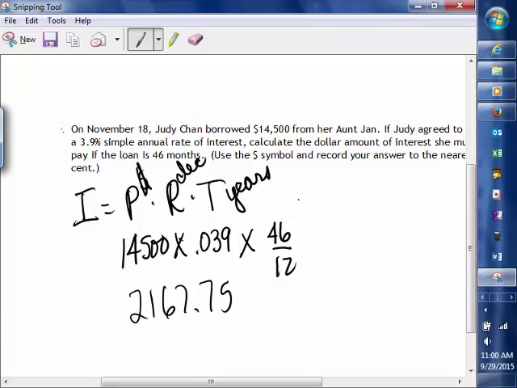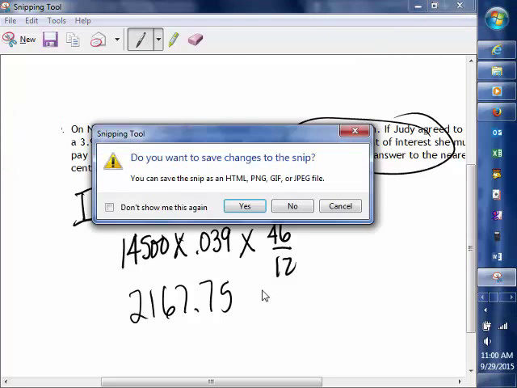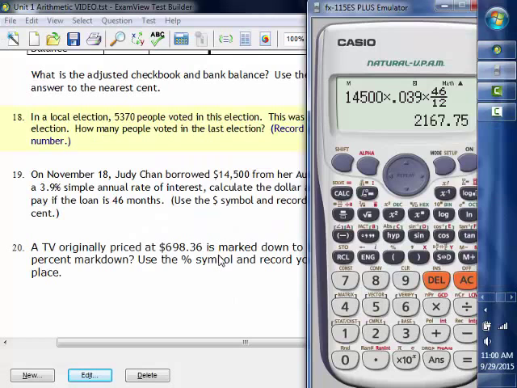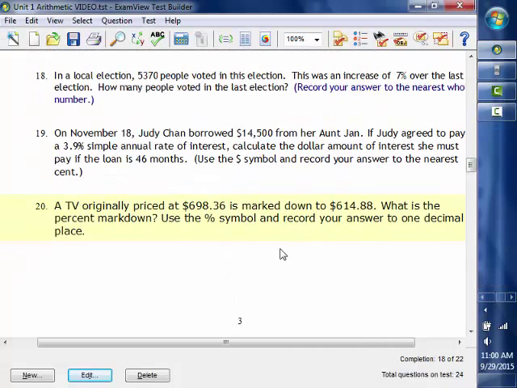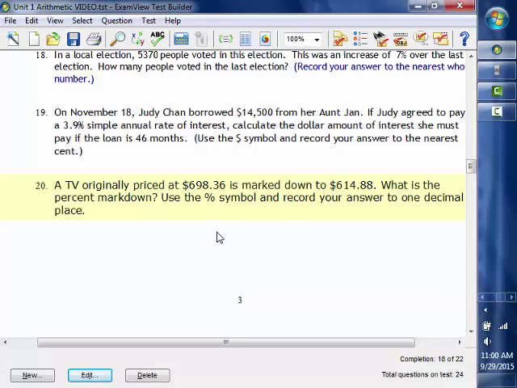But remember, we don't want how much interest. Oh, okay, we do want the dollar amount of interest. I thought we needed to know the total amount that she paid back. So 2667.75 is our answer. Next one.